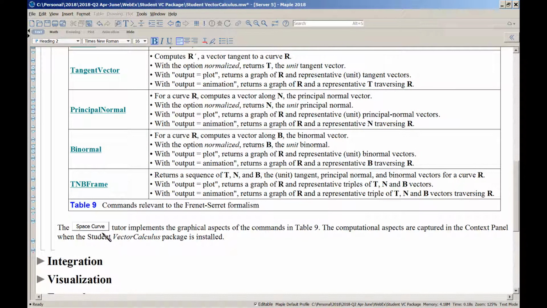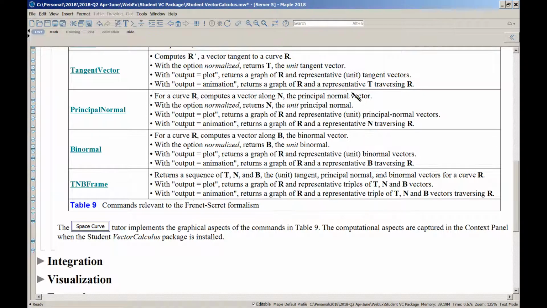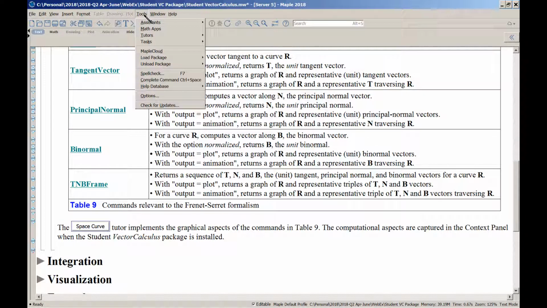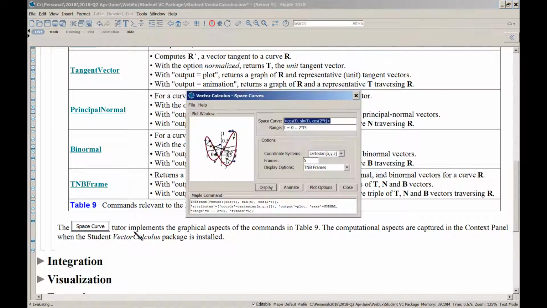Now that animation is part of the space curve tutor. So I've just launched a space curve tutor. I'll show you where it lives. It lives here in Tools, Tutors, Vector Calculus, Space Curves. Alright, so I launched it here from this button for convenience. It has a default curve with a default domain, and this is the default setting, Cartesian 5 T and B frames. So it draws this graph of the curve and crowds it up with 5 T and B frames.